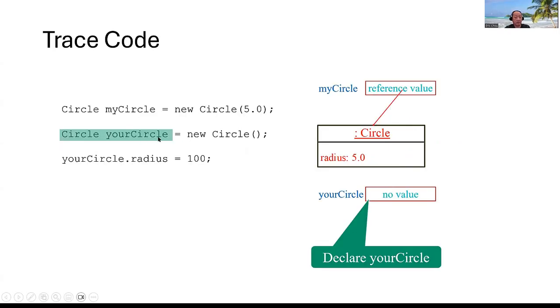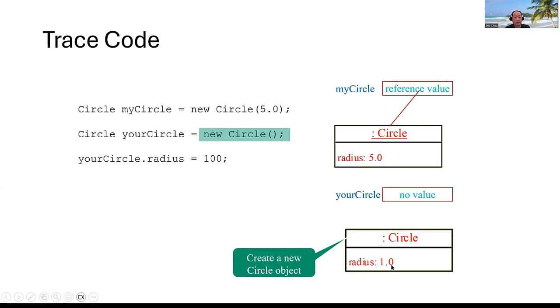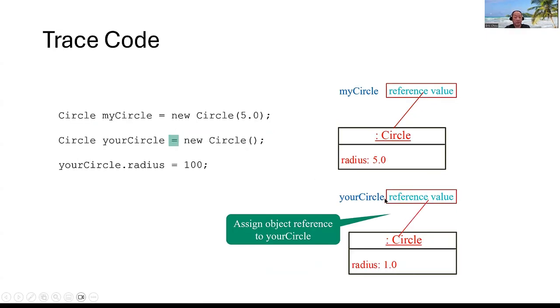And then you create yourCircle equals new Circle with the default constructor. The default constructor has no radius, so it's set to 0.0. Okay, so yes, the default is 1.0. And then the address is assigned to yourCircle. So now myCircle points to 5.0, yourCircle points to 1.0, and then you update yourCircle's radius to 100. So you update this one to 100.